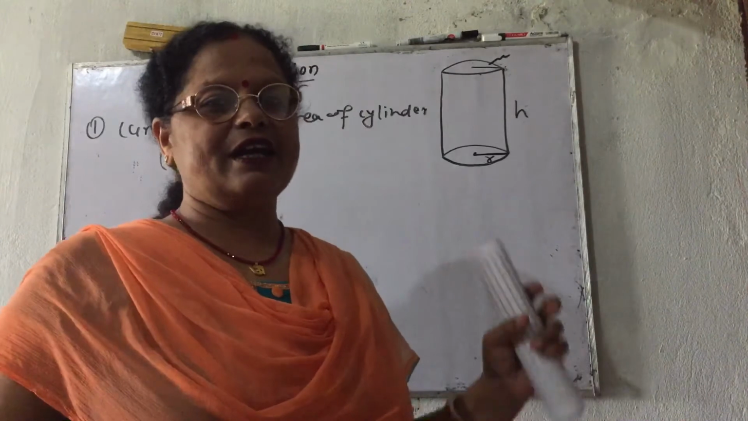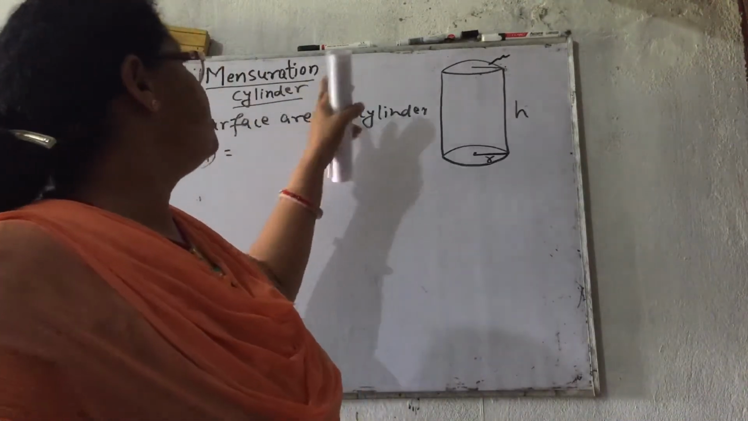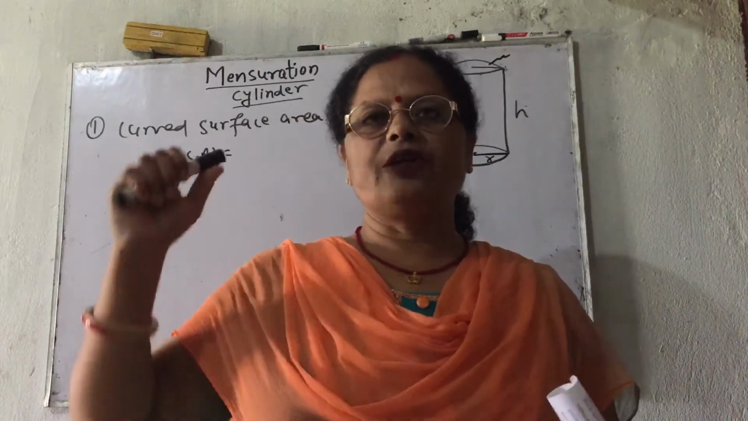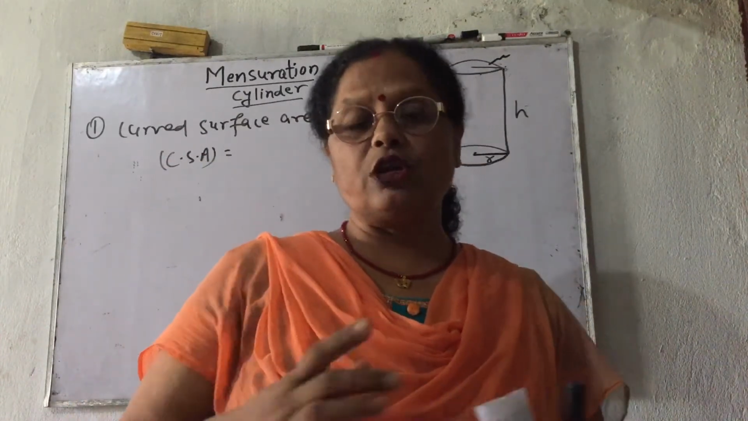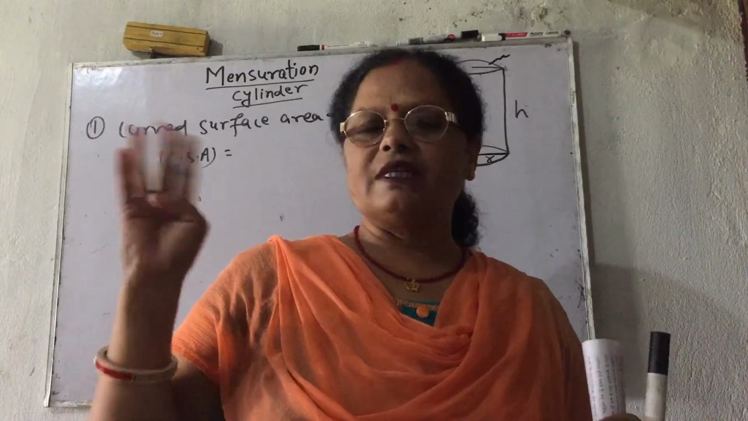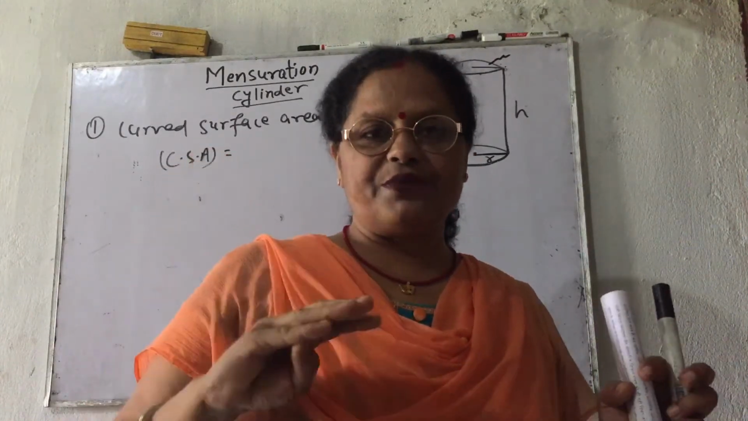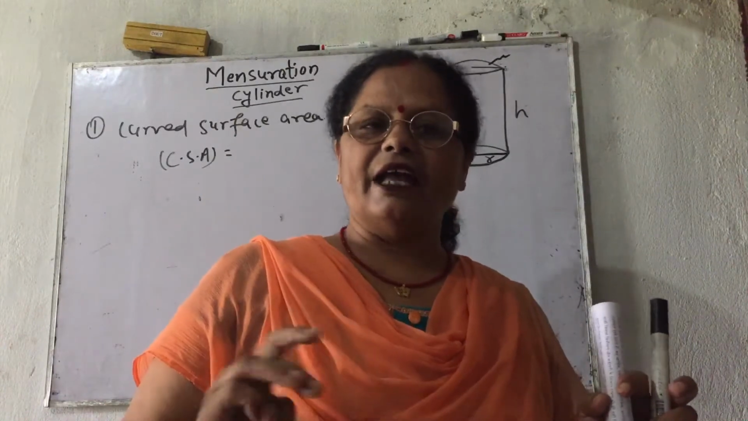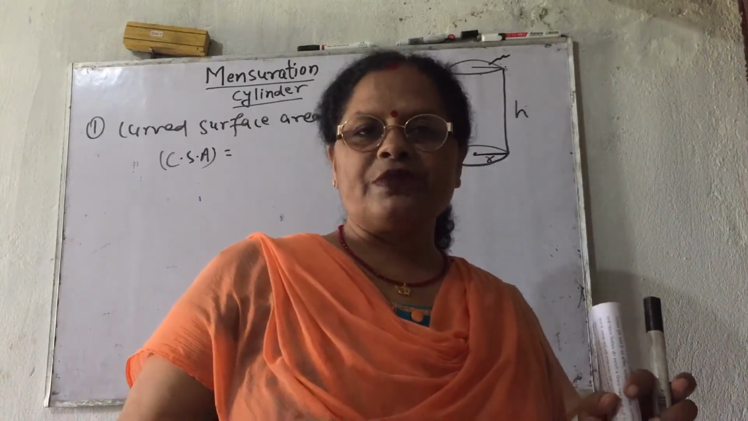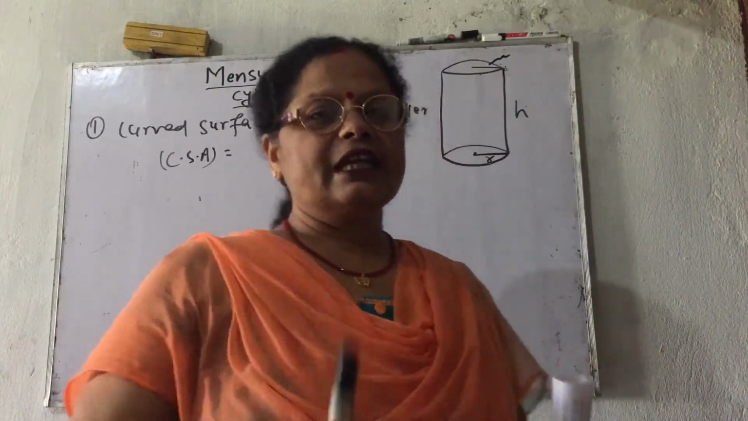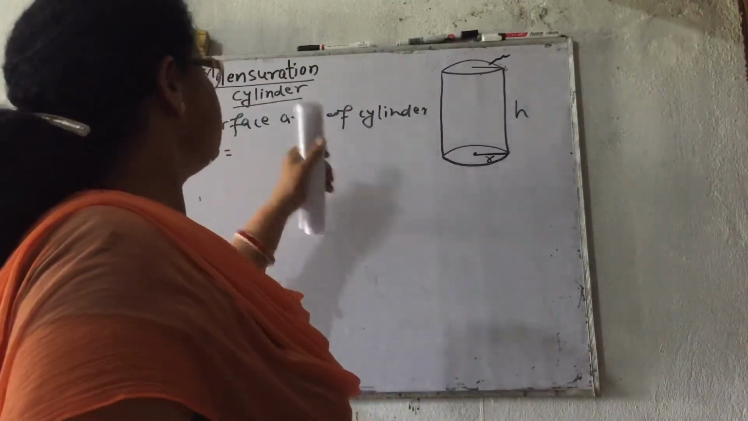Today I have taken a chapter from mensuration, and from that I have taken cylinder. From mensuration I will solve problems in four parts. First cylinder, second sphere, third cone, and in the fourth part we will do some problems from combined solids. Then in the first part I have taken cylinder.